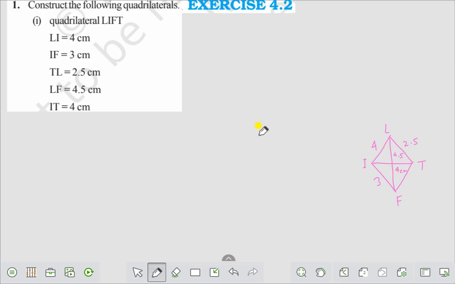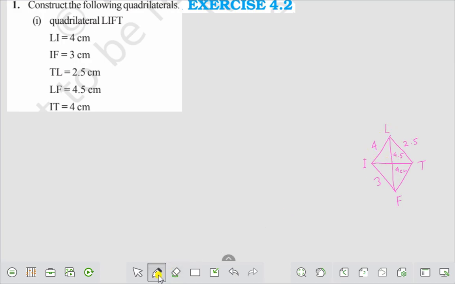Now it is given that LI is 4 cm. This is LI, this is 4 cm. IF is 3 cm. This is IF, 3 cm. TL, this one, is 2.5 cm. LF is 4.5 cm. IT is 4 cm. In this way you have to make the quadrilateral.